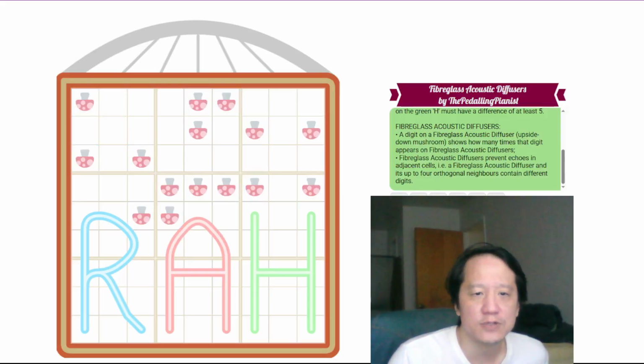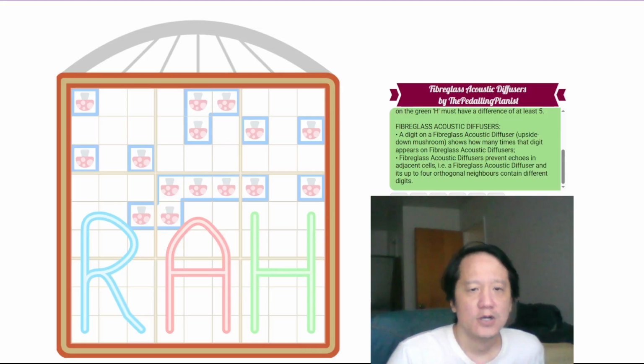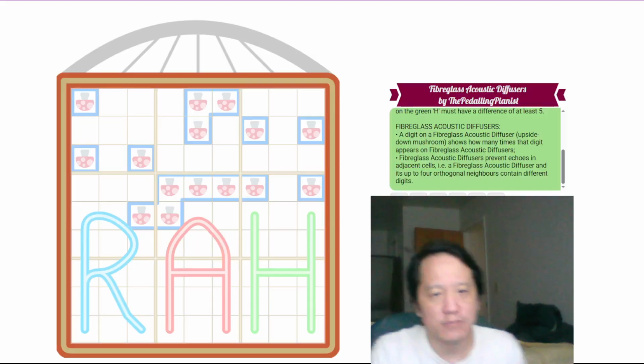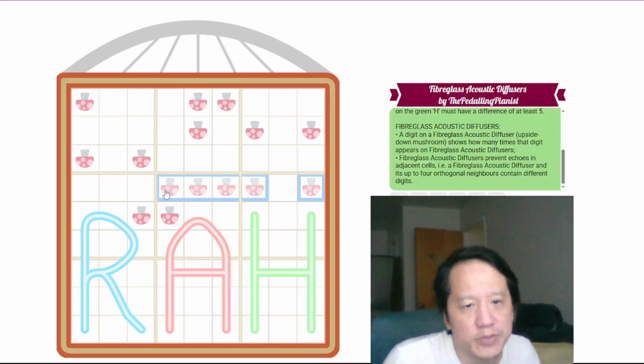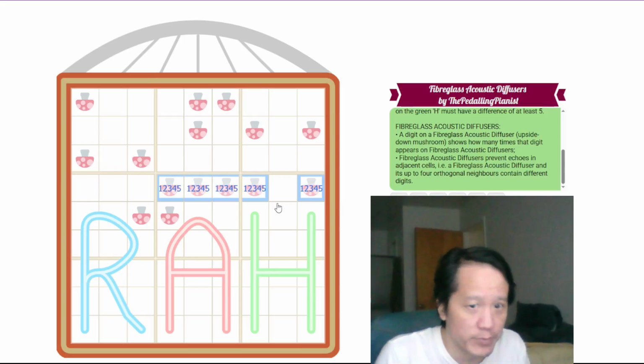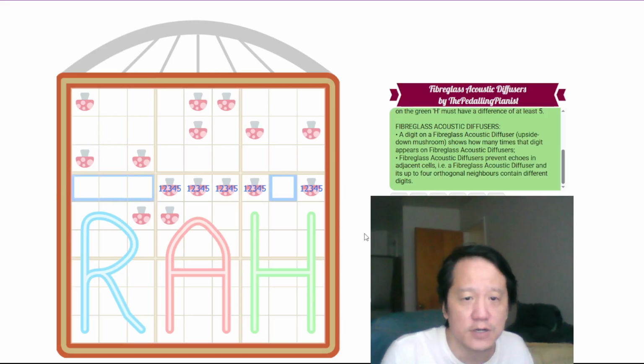Actually, let's not even do it that way. Actually, we might have to do it that way. Because we don't have any digits. Okay, well, actually, we know 1 has to appear once here, because those have to be unique digits here. Remaining digits in this row are 6 through 9.